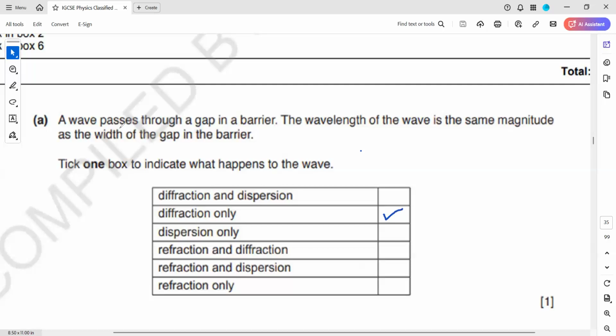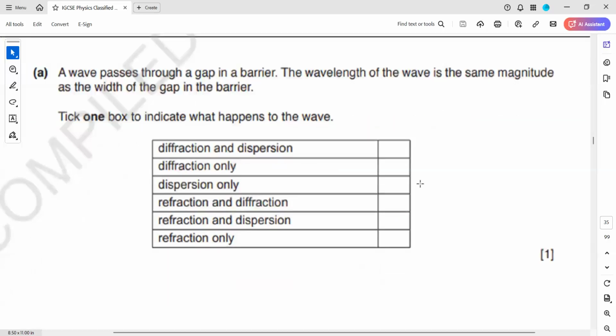It will diffract, because when the wave is passing through a gap in a barrier and the wavelength is approximately equal to the width, the wave will diffract. Diffraction means the spreading of the wave when it passes through the gap.